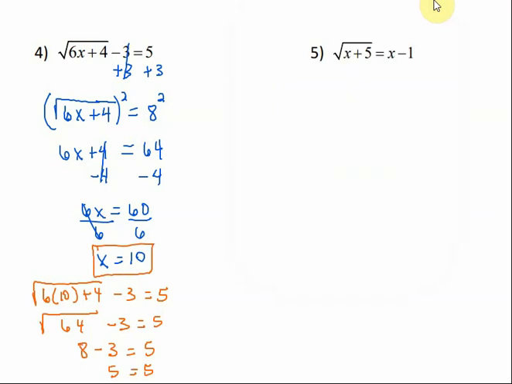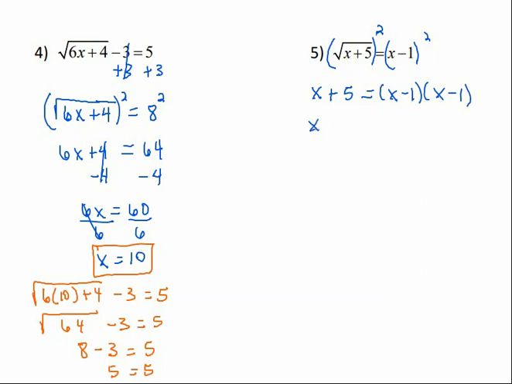All right, in number 5, the radical is by itself. So I'm going to square both sides of the equation. Now, when I square, the square root cancels out, but on the other side of the equation, I have a binomial that's being squared. So remember, when we square a binomial, we don't distribute that square. This is stuck together, and it means this binomial times itself. So I have to FOIL that.